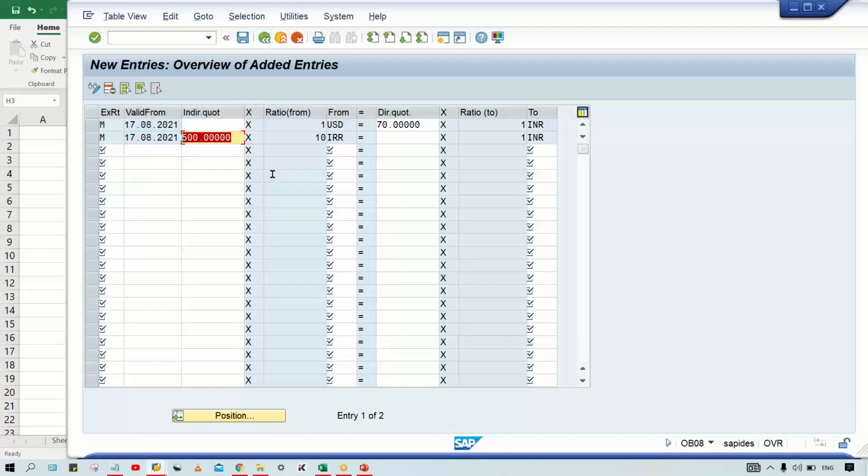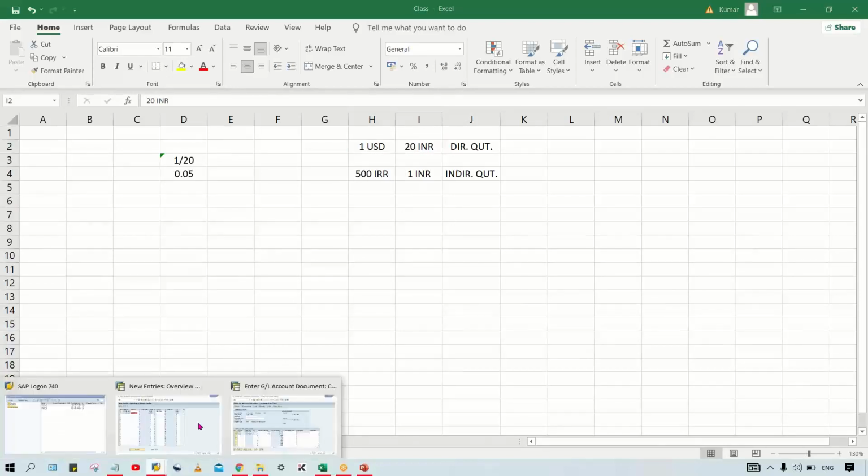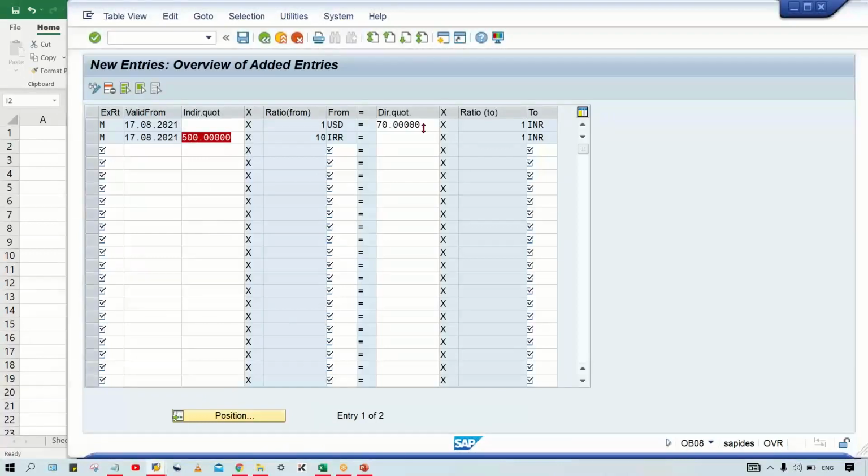Or else in a simple way, see, look here. I said 1 USD equals 20 INR. So 1 USD equals 20; we are supposed to specify 20 after USD only. So after USD, 20 INR. So 20 or 70, whatever it is, 20, 30, 40, we have specified under direct quotation, right? And if I say 1 INR equals 500 Iranian currency, or 500 Iranian currency equals 1 INR, so 500 first and then Iranian currency equals 1 INR, right?